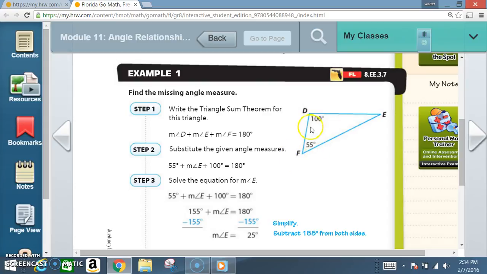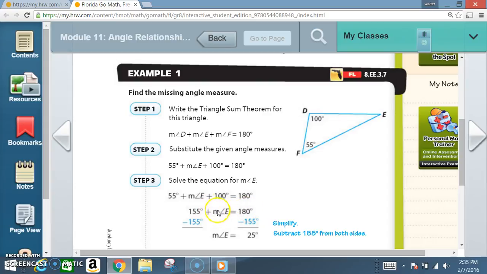Once again, the sum of the interior angles of a triangle must equal 180 degrees. Solve the equation for the measure of angle E. 55 degrees plus the measure of angle E plus 100 degrees is equal to 180. We're trying to get the measure of angle E by itself. So the first thing we're going to do is add everything that's alike on the left-hand side. 55 plus 100 is 155. So now I've got 155 plus the measure of angle E is equal to 180.